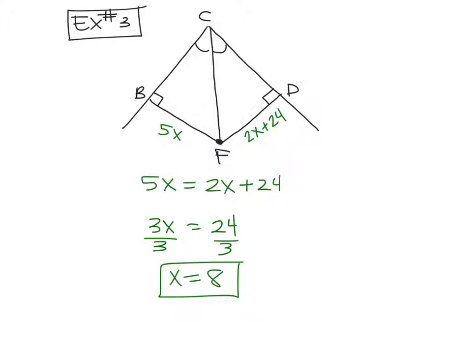Okay, now you can always go back and check it if you plugged it in. 5 times 8 is 40, so the length of this segment is 40. 2 times 8 is 16, plus 24 is 40, so it checks out, so you know they're the same, which means you know it's correct. Okay?